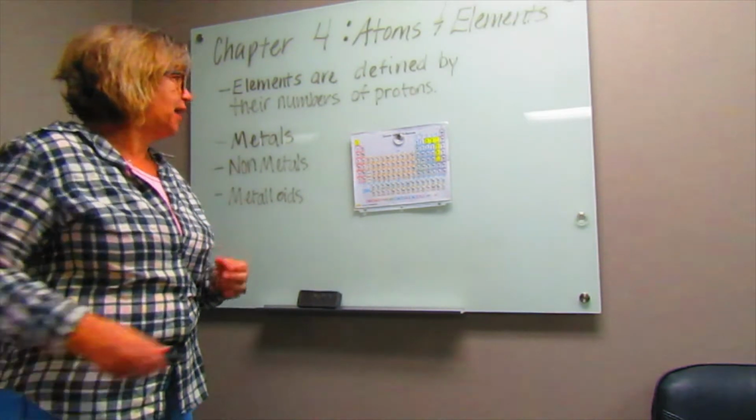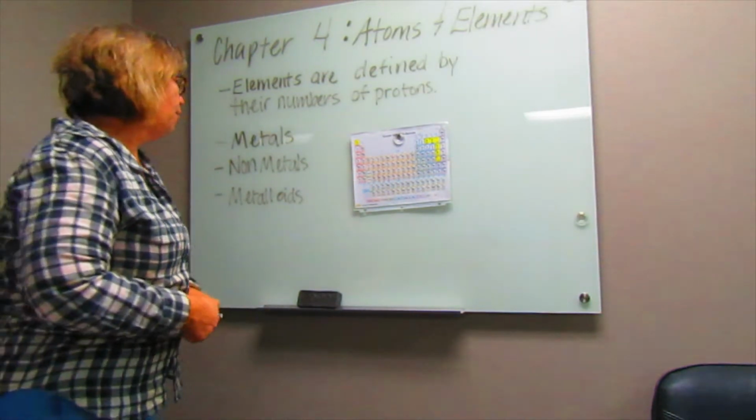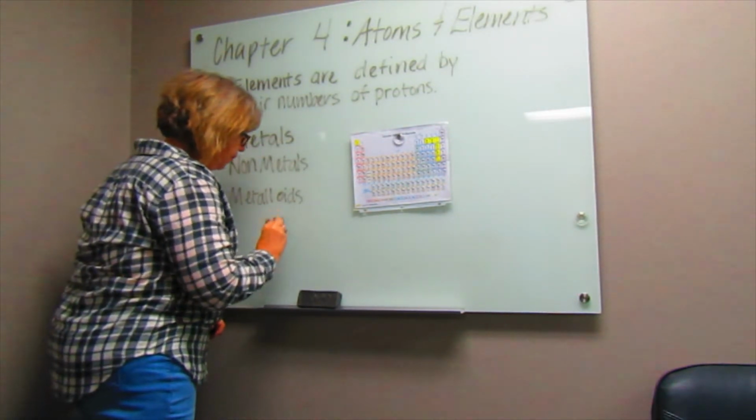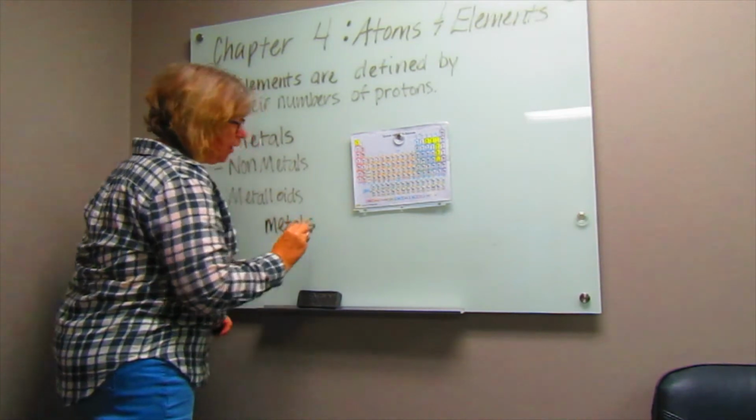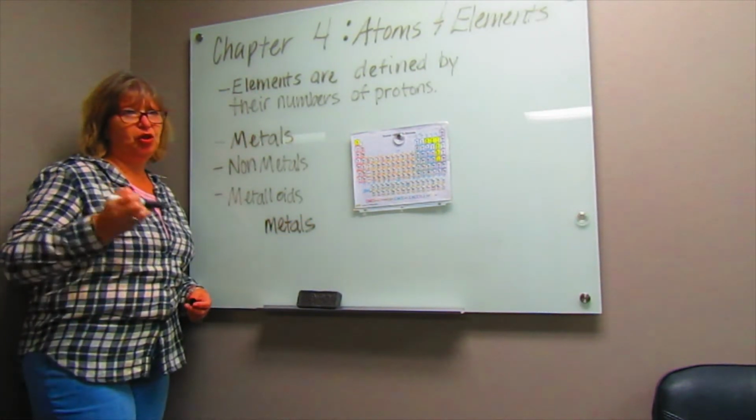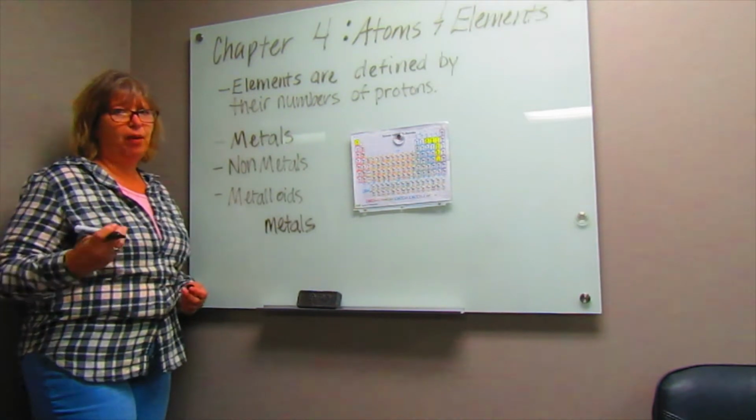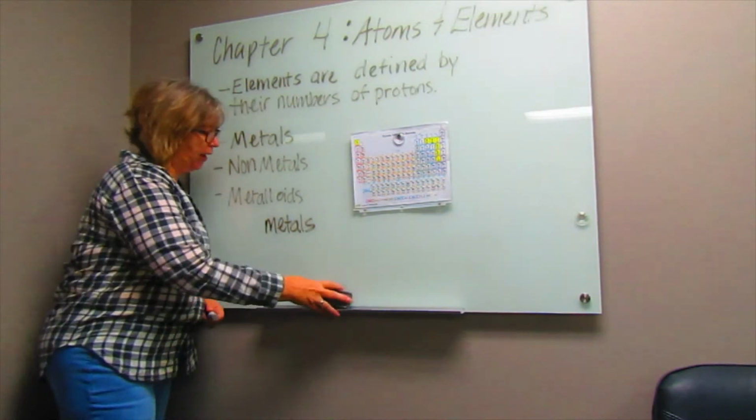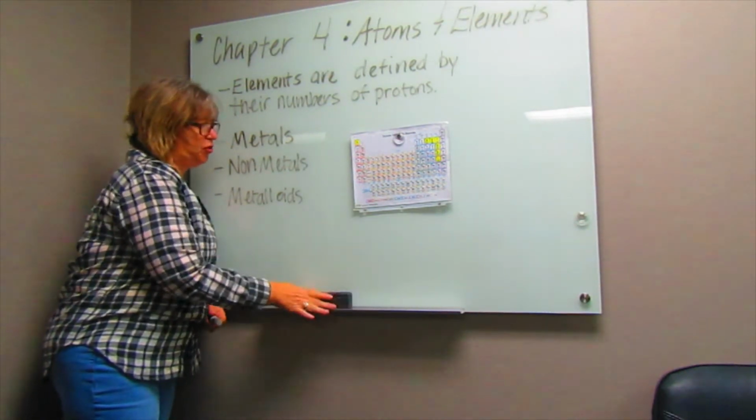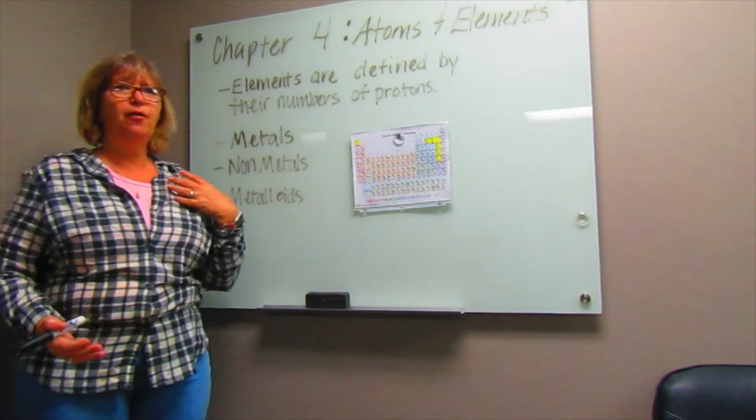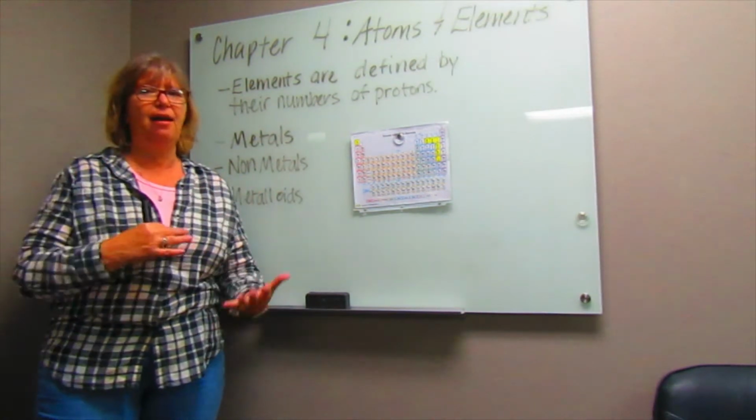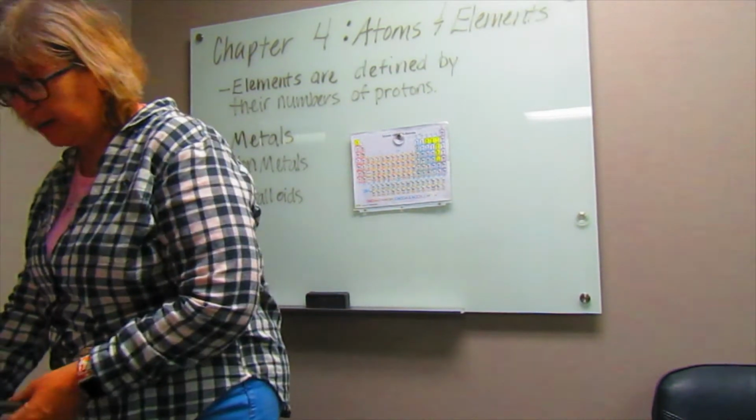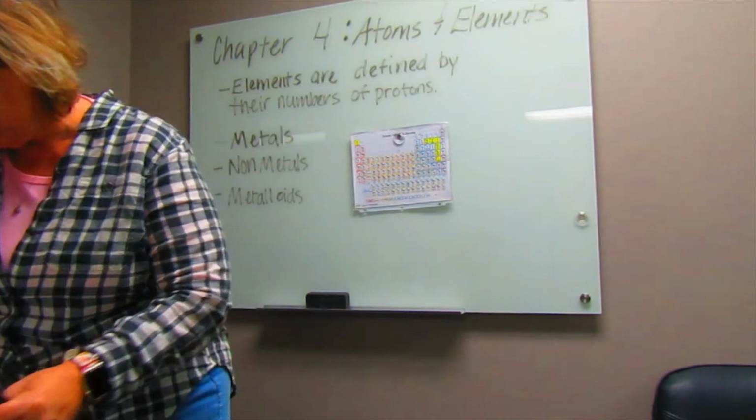So what that means, and we'll go into this in more detail later, is that metals like to donate their electrons to the nonmetal element in a compound so that they become a cation, okay? So we'll talk about that more later, but they donate their electrons in order to become a cation, okay?